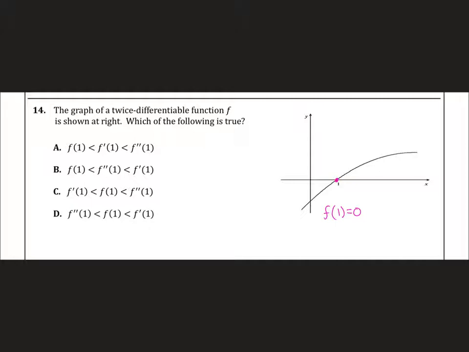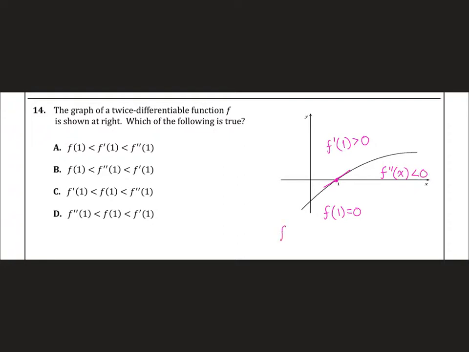That's the actual value. The first derivative deals with the tangent line. So if I draw a tangent line, that tangent line is positive, which means that f prime of 1 is greater than 0. Now, the second derivative deals with concavity. So this graph is concave down, which means that f double prime is less than 0.